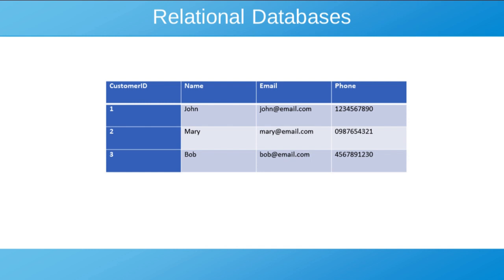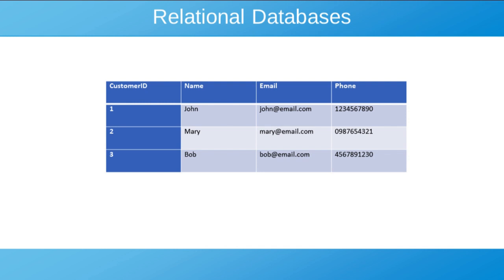For example, this table represents a relation or a set of customers. Each customer has 4 attributes: customer ID, name, email, and phone. Each customer is identified by a unique customer ID, which is the primary key of the table.